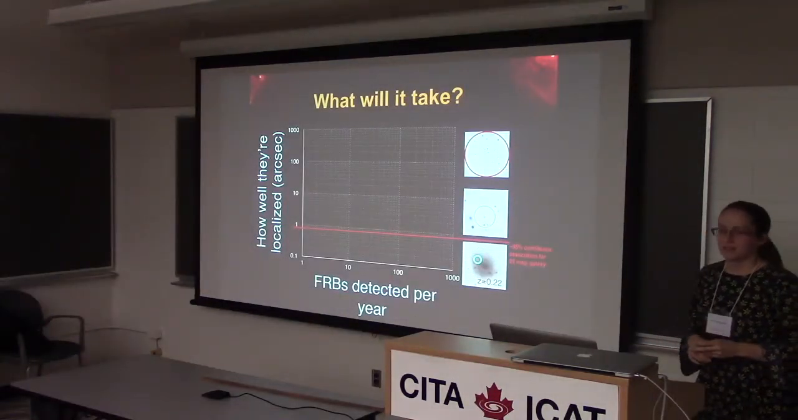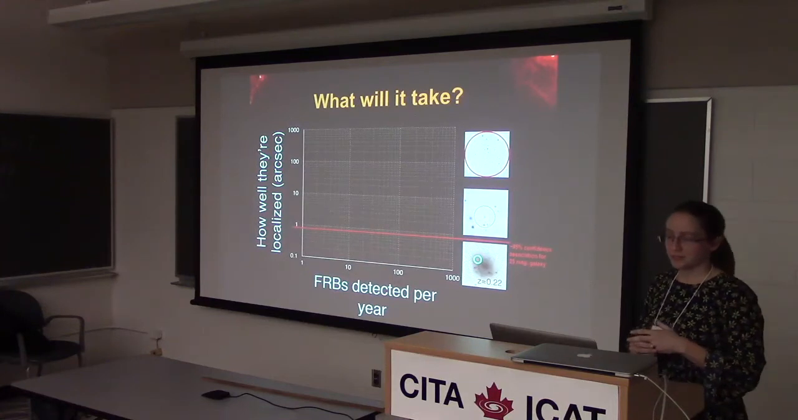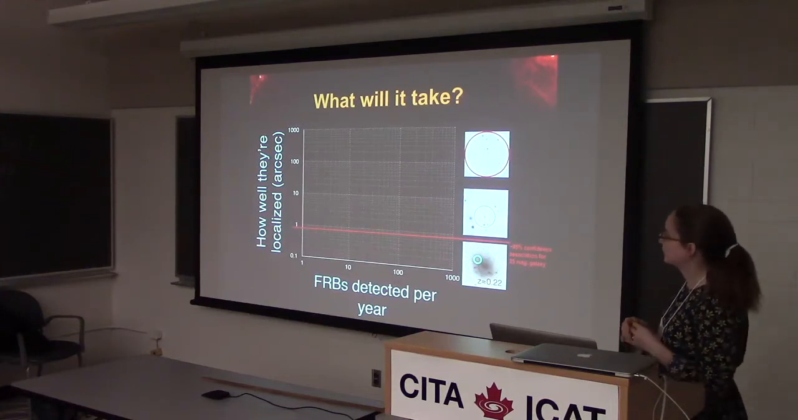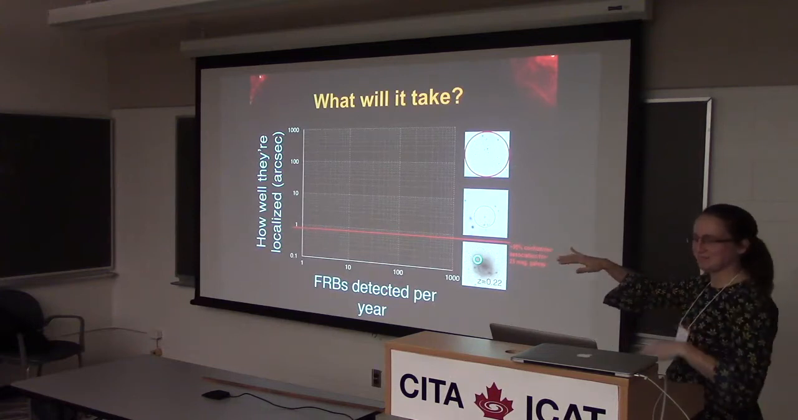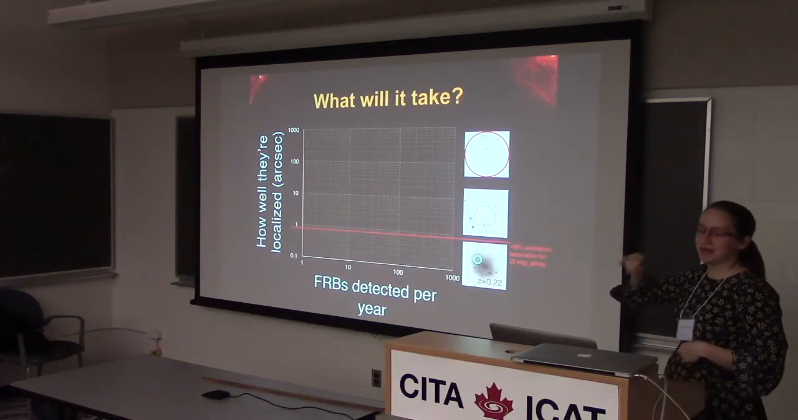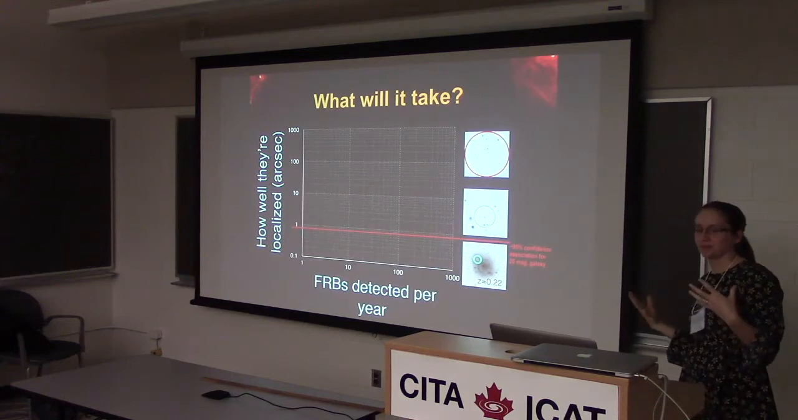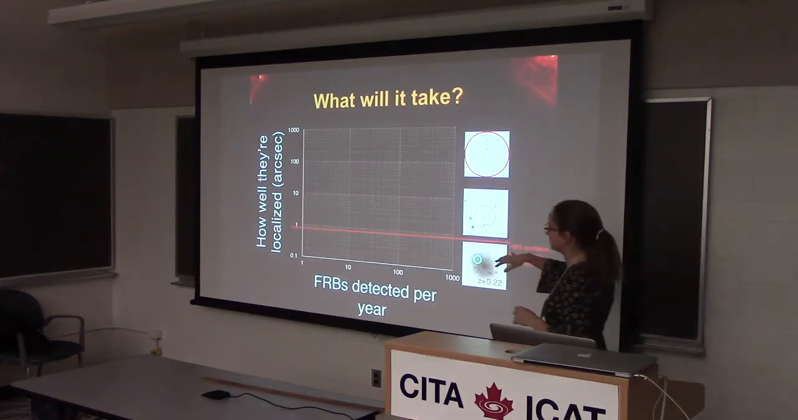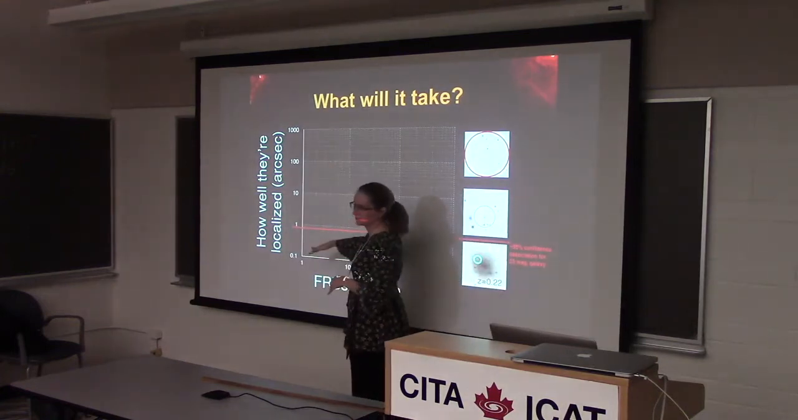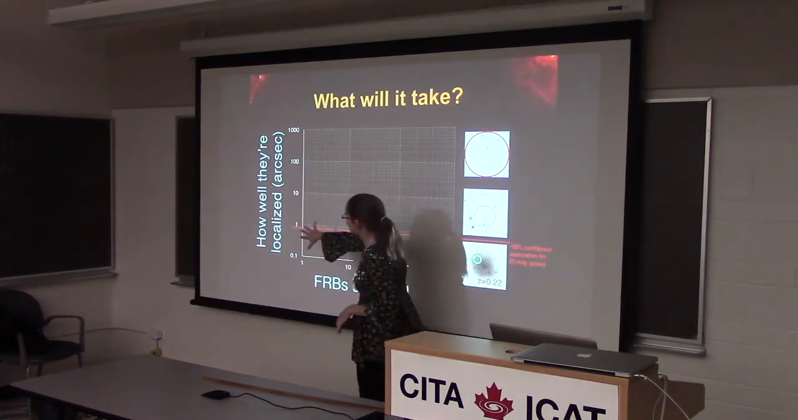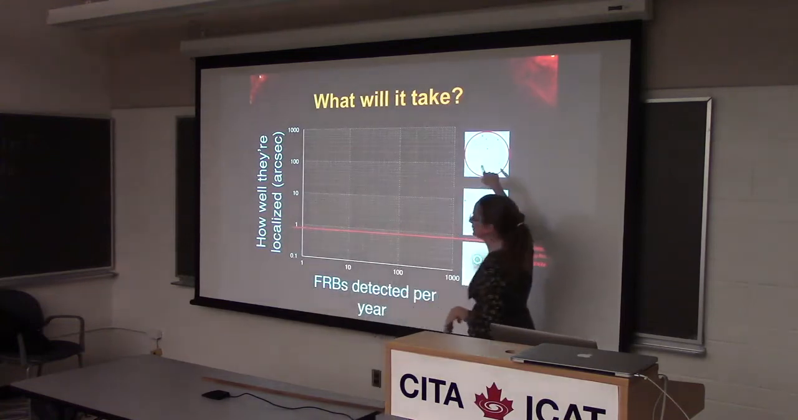Okay, so what will that actually take? Let's talk a little bit about the instrumentation we have right now. I like to break this down, and I think some of you might have seen this plot before, but I love it. We can simplify this to two axes of practical observing parameter space. This is basically how well FRBs are localized. So really good localization, poor localization. You can see that here.